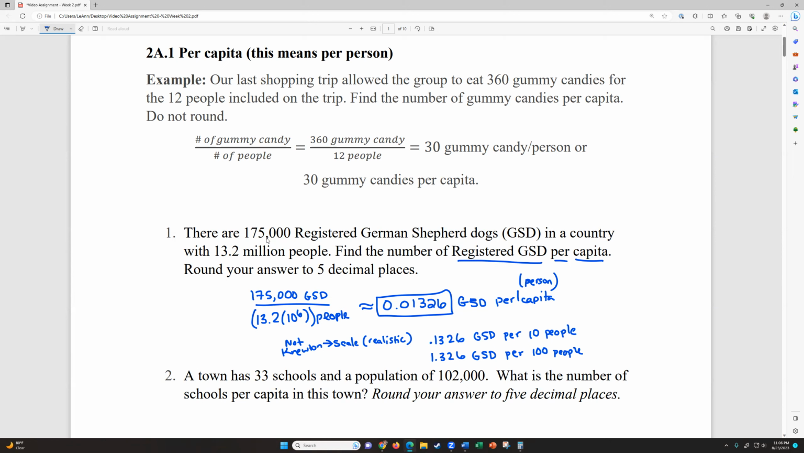We'd want to give Newton, obviously, the answer that they're looking for. Did we find the registered German Shepherd dogs per capita? But if you're going out in the real world, you're not going to say, I have 0.01 dogs per person, probably. You'd want to give that to people in a way that's more visual in their brains, that they can say, oh, about 1 dog, roughly, because we would think this would not round up, 1 dog per every 100 people. So that is just a little bit more realistic if we're going to discuss it.